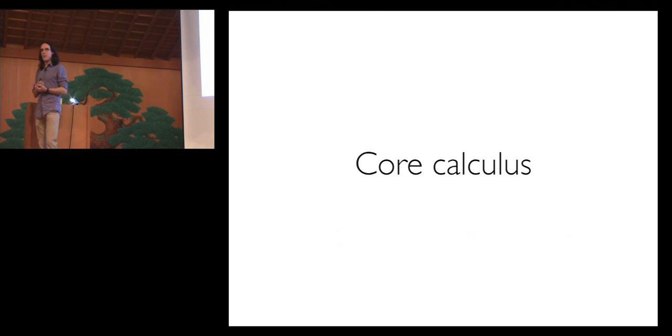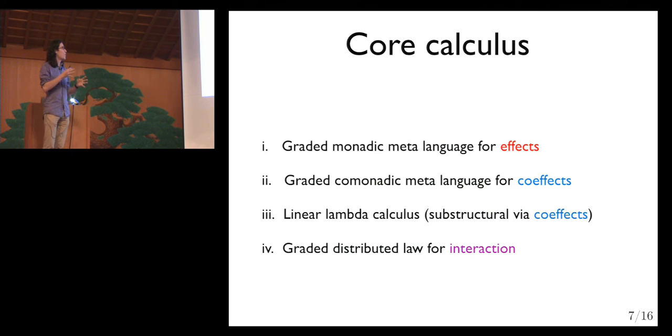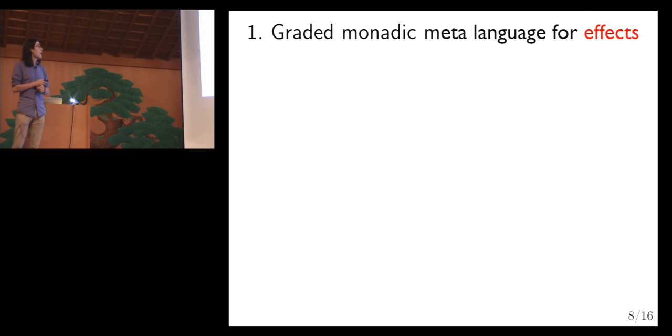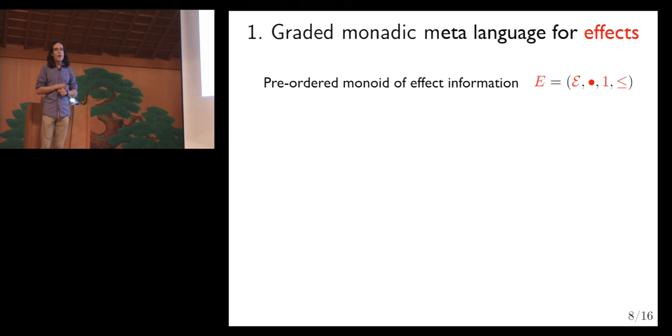So our core calculus is basically built to give us access to the underlying operations for modeling effects and coeffects in this graded way. So it's in 4 parts. We've got a meta-language for effects, a comonadic meta-language for coeffects. The rest is linear lambda calculus, and that's controlled by coeffects as well. And then something called a graded distributive law, which we're going to use for the interaction of the effects and coeffects.